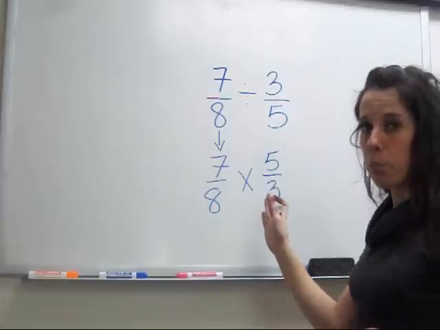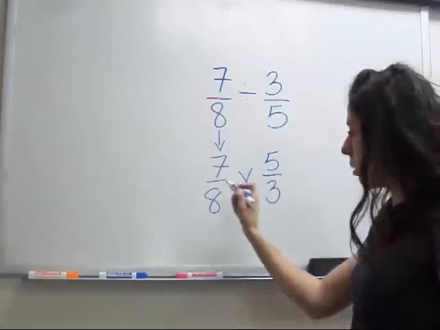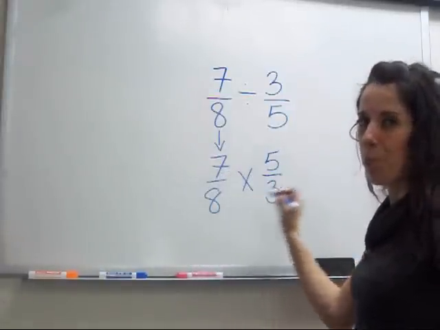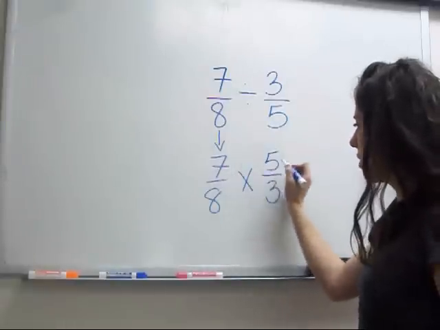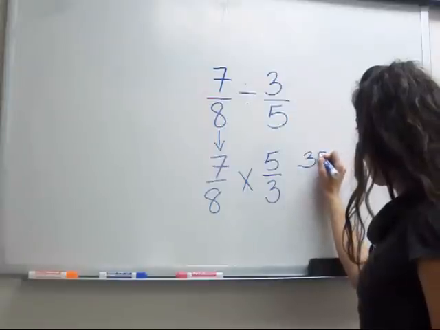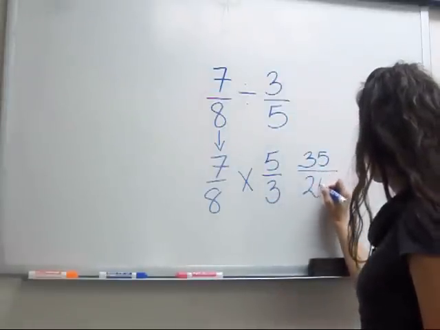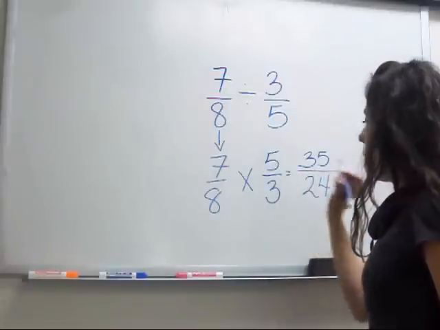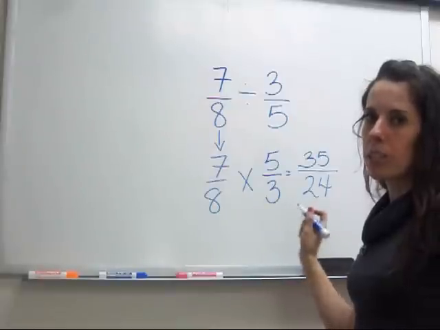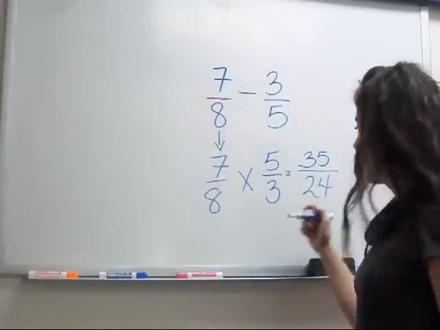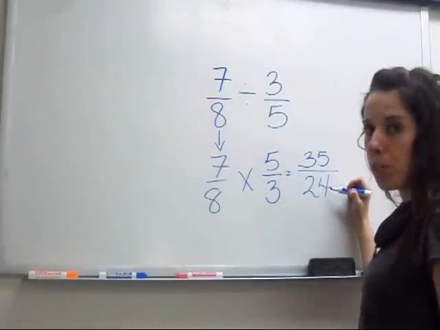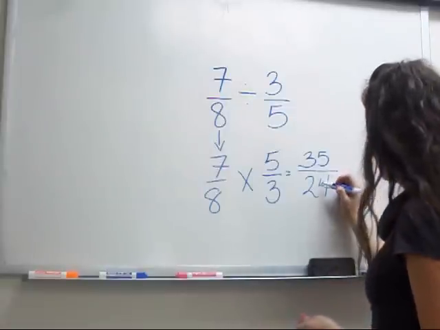Now, once we've got it set up to be multiplication, we simply multiply the numerators and multiply the denominators. So 7 times 5 is 35. 8 times 3, 24. Remember, when getting answers, we always want to simplify down to its simplest form. So I'm going to change this improper fraction to a mixed number.